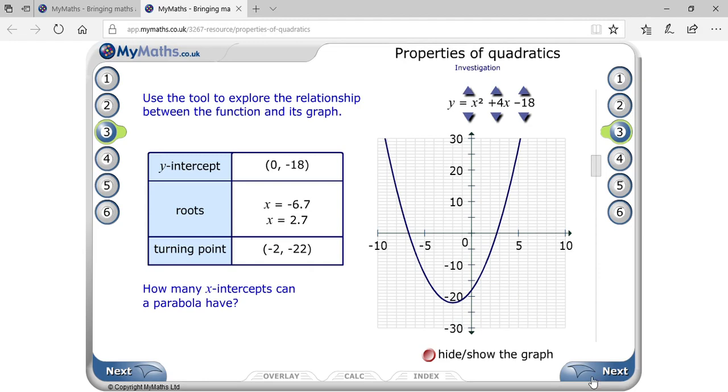How many x-intercepts are you getting there in a parabola? That is 2. What is the turning point of the maximum? I think it will be minus 2 comma 22. Yeah, minus 2 comma 22. And is there always a y-intercept? Yes, because your parabola will always cut the y-axis at some point, okay? So I hope you understand better all the things which I explained today.